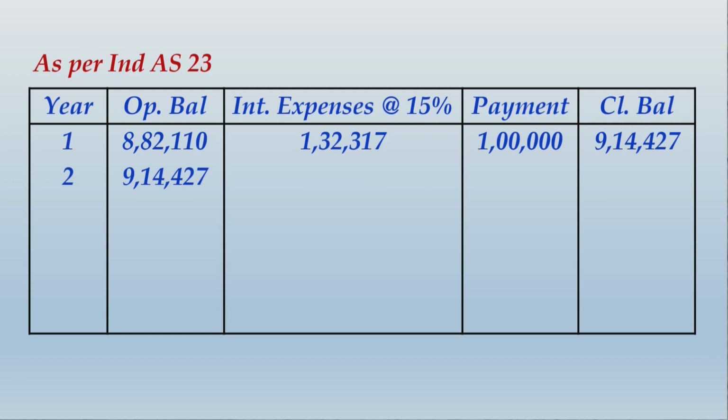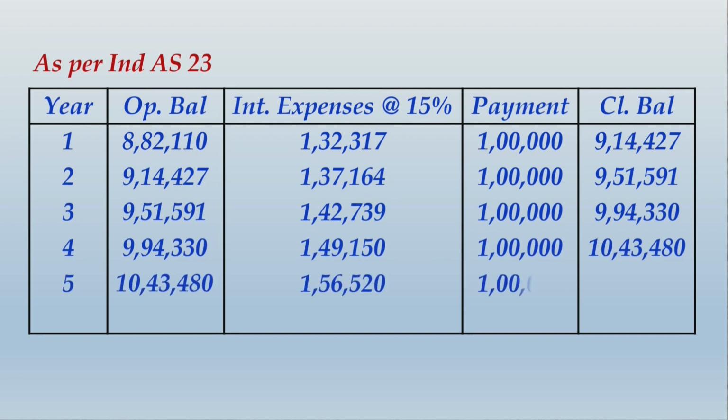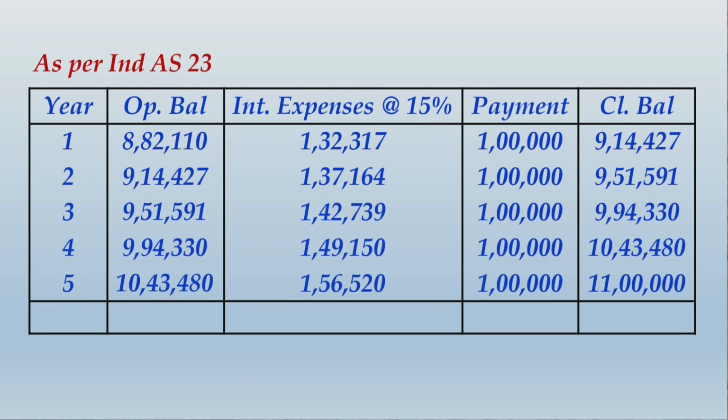Again in the second year you will apply 15% effective interest rate on the opening balance of second year, that is 9,14,427 into 15% would give you interest expenses of 1,37,164, and the payment again is rupees 1 lakh. So closing balance increases to 9,51,591. You keep on making the calculations this way for all the remaining years, and what you will figure out when you come at the end of 5th year, your closing balance of liability would match exactly with the redeemable amount, that is rupees 11 lakhs.